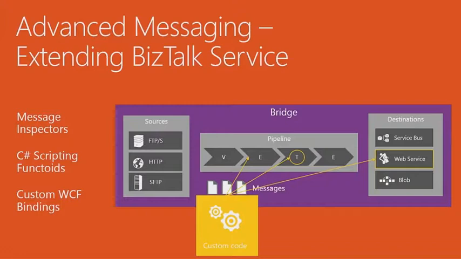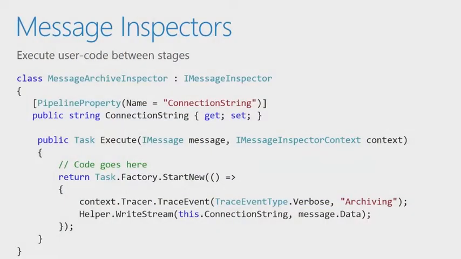In Transform, we just talked about the C# scripting functoids that we provide. In case there is some transformation that you want to do which is not possible with the out-of-the-box operations that we provide, you can do that. And then at the destinations, you can bring in your own custom WCF binding. With a custom WCF binding, you could potentially do pretty much anything you want. So if there is a destination that you want to write, that's one way of doing that.